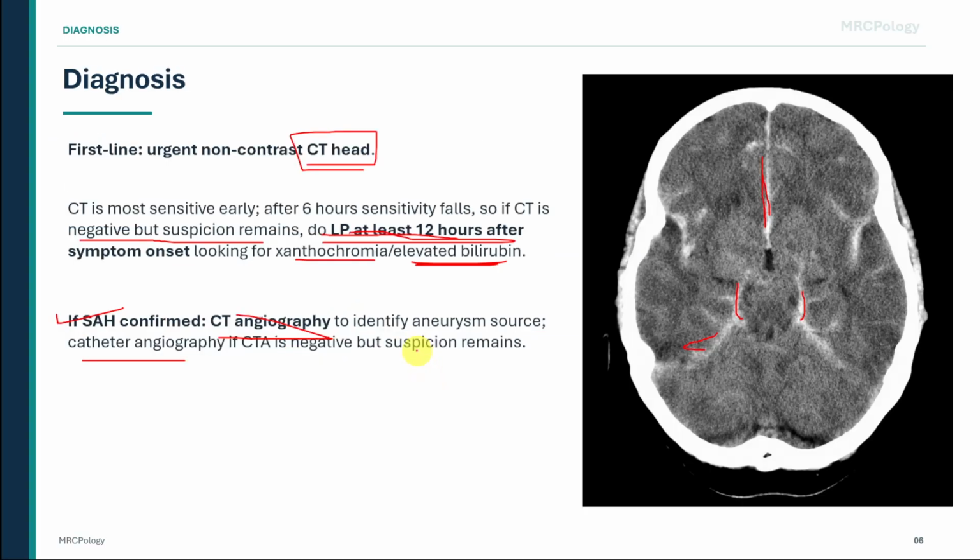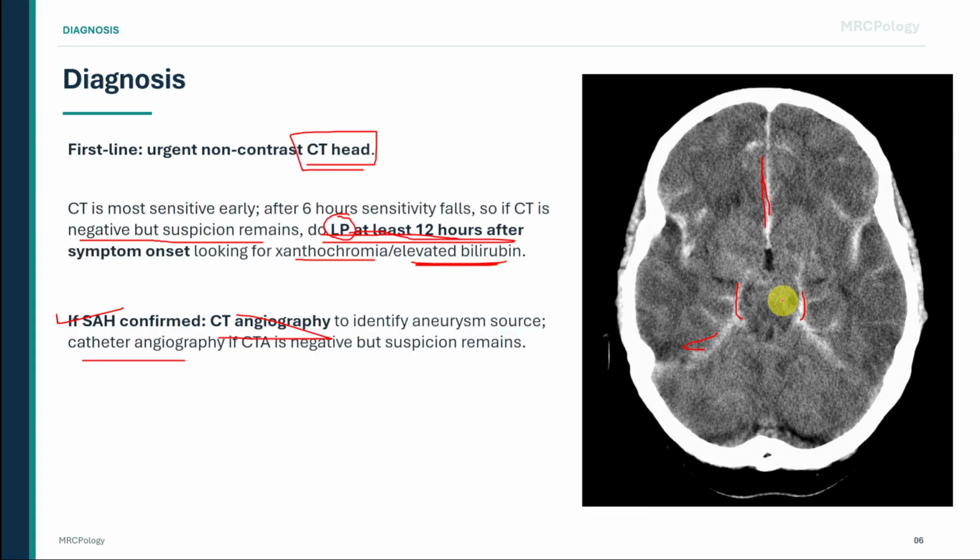Quick recall. A patient presents with sudden worst-ever headache, vomiting, photophobia, and a normal CT head performed 9 hours after onset. What is the next investigation if suspicion remains high, and why must timing be considered? The answer is lumbar puncture at least 12 hours after symptom onset, because xanthochromia and elevated bilirubin take time to develop after bleeding into the cerebrospinal fluid.